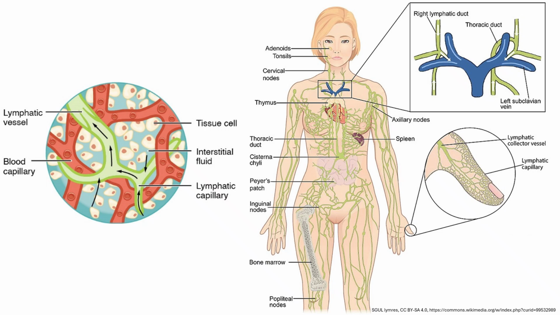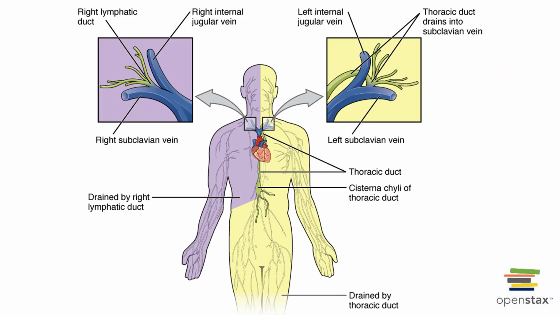Eventually, lymph enters lymphatic ducts, which return it to the bloodstream. The right lymphatic duct drains the upper right portion of the body into the right subclavian vein. The thoracic duct drains most of the rest of the body into the left subclavian vein.